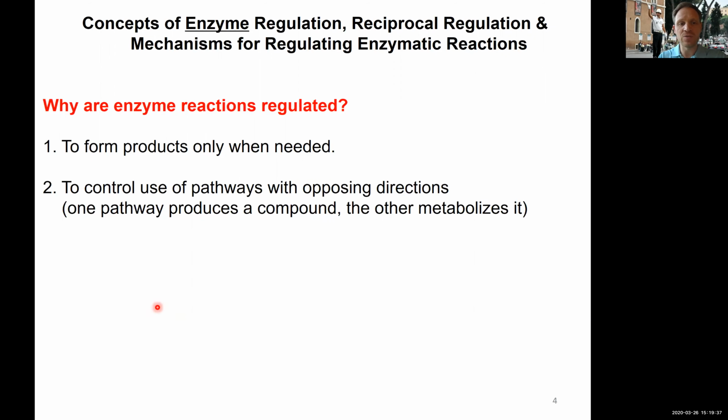The other one is to control the use of pathways that are fluxing in opposing directions. Again, we can use our example of glycolysis and gluconeogenesis. You want to make sure that you don't run them at the same time, because then you would be breaking down glucose at the same time as you're making it. So in general, you want to prevent that. We'll actually see examples of why we're in fact doing that and what the advantage of that is.